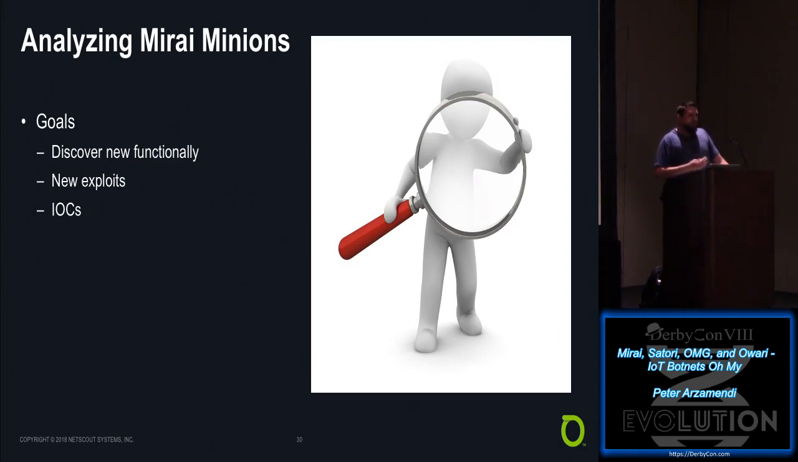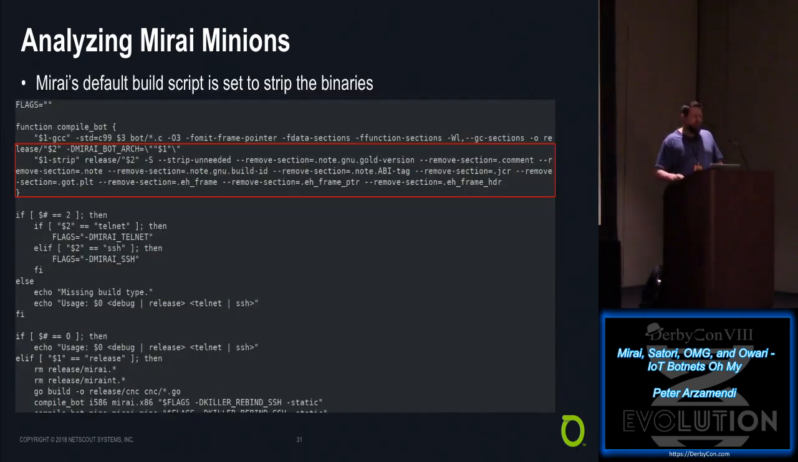So now that we've talked about all these variants, how do we analyze them in a quick and efficient fashion? From a blue team's perspective, our goal is to figure out what new functionality they have, what new exploits they have, so we can kick out our IOCs. As part of the source that was released from Mirai, there's a build script to make your life easier. In the build script, there's the use of strip. For those that are not familiar with strip, what it does is it removes any type of symbols in the binary, which makes it difficult to reverse. And when I say symbols, it's stuff like what fork is, which makes you have to go through and figure out where all these system calls are to be able to trace it.